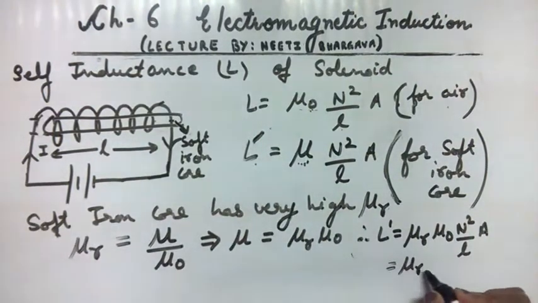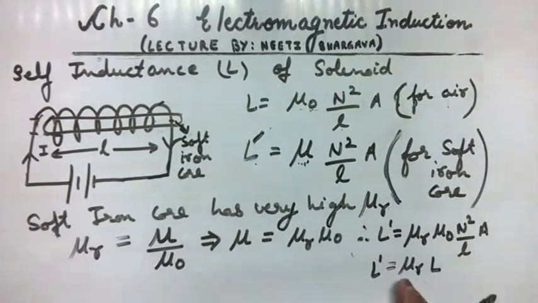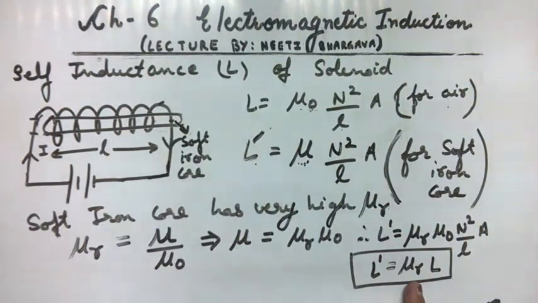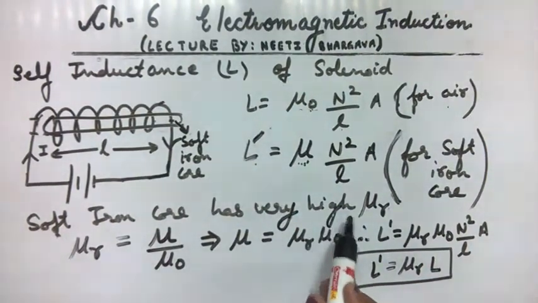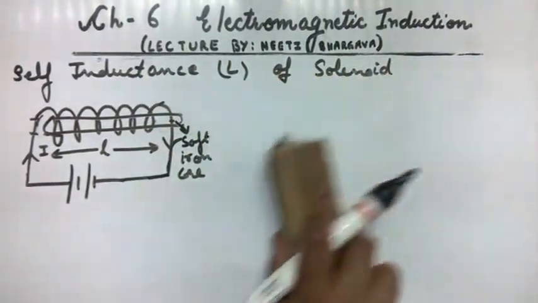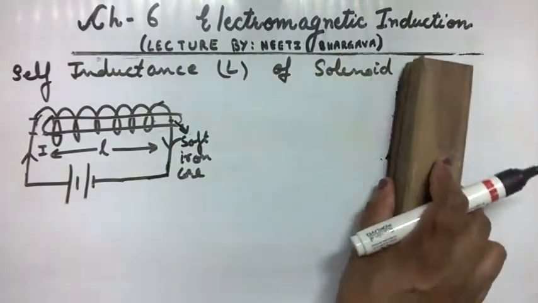And we can see that when a soft iron core is used, the self-inductance is increased by relative permeability times the self-inductance of air. Thus, self-inductance increases when we insert a soft iron core which has very high relative permeability. Now, let's study or find the value of magnetic potential energy of an inductor.